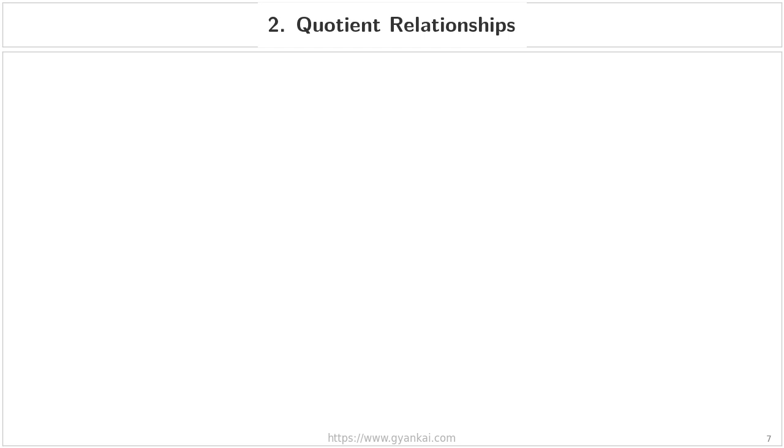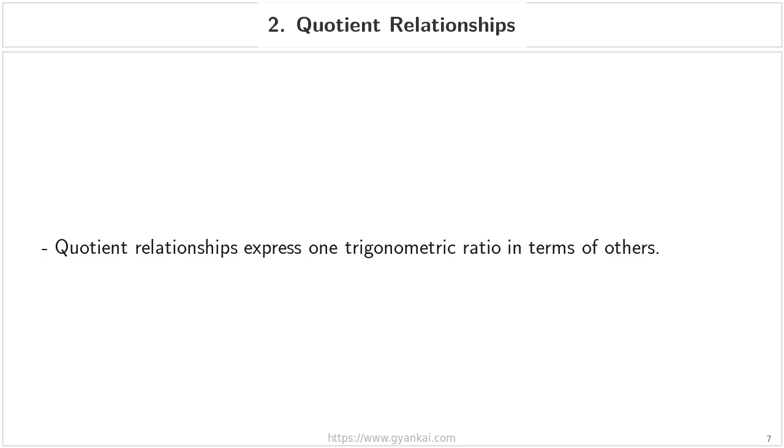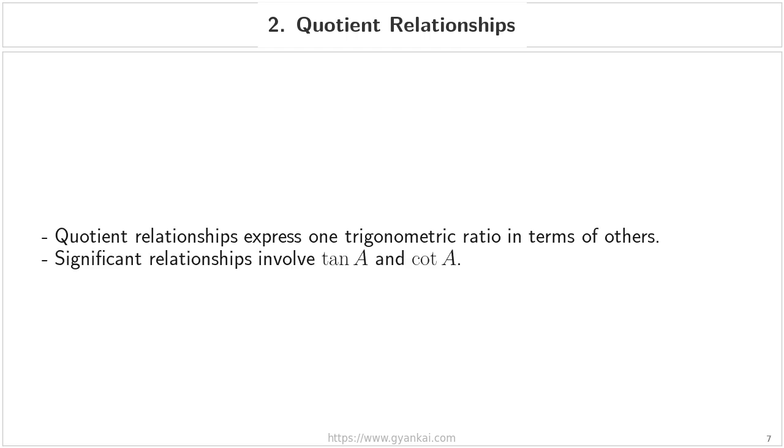Quotient relationships. Now that we have clearly understood how the trigonometric ratios pair up through reciprocals, let's move on to our second major concept, quotient relationships. While reciprocal identities involve flipping a single fraction, quotient relationships allow us to express one trigonometric ratio as the result of dividing one ratio by another. As you will see in the next few slides, the most significant relationships we focus on involve tangent of angle A and cotangent of angle A, which we are about to derive using the sine and cosine ratios we've already learned.